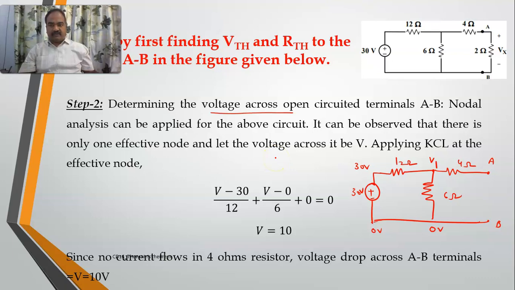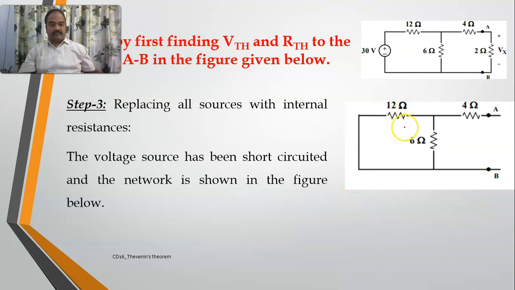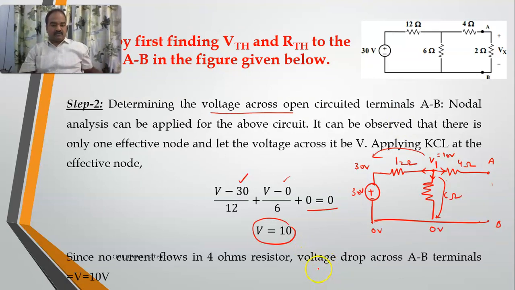So there is only one effective node. If I apply KCL, 3 paths are there. This is (V1 minus 30) by 12, (V1 minus 0) by 6, and this is open circuit, so I don't get any current here. If I solve this, my effective voltage here is 10 volts. Now, what is my VTH? VTH is equal to VA minus VB. Since no current flows here, the same 10 volts will appear here, and here it will be 0 volts. 10 minus 0, it is 10 volts.